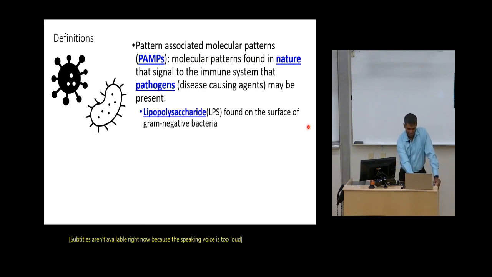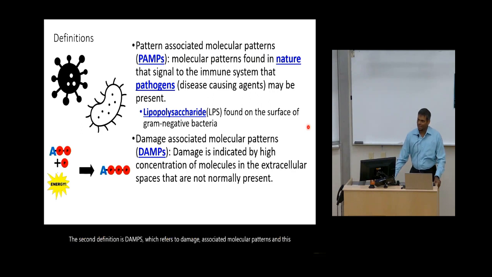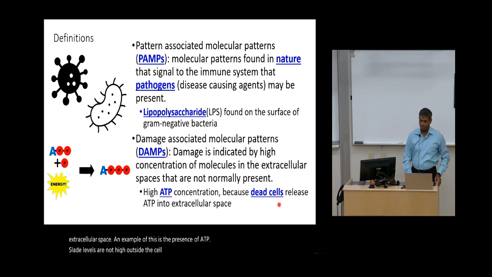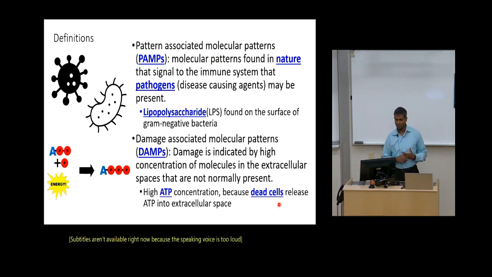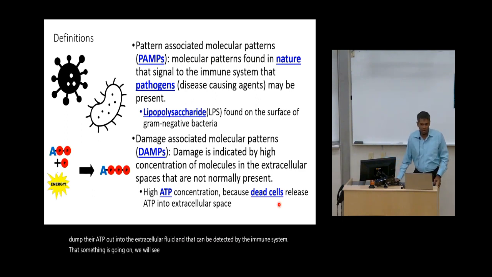Now, the second definition is DAMPs, which refers to damage associated molecular patterns, and this damage is indicated by a high level of certain compounds which should not be found in the extracellular space. An example of this is the presence of ATP. So ATP levels are not high outside the cell, but if you have cells which die, they will rupture and dump their ATP out into the extracellular fluid, and that can be detected by the immune system that something is going wrong. We will see specific examples of how PAMPs and DAMPs play a role in mediating the immune response.